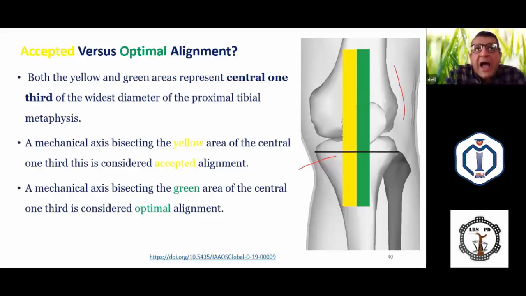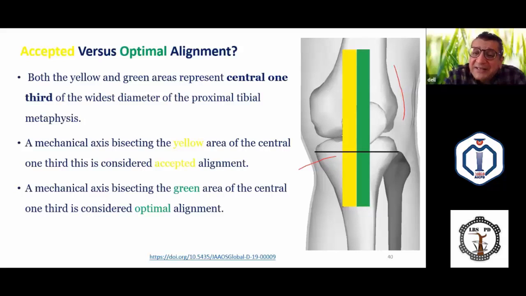As we said here, now forget about the colors of the previous slide so that we don't confuse you. This is the central 1/3. Our target is to get the mechanical axis into the central 1/3. This is success, one of the measures of success. But we have further subcategorized it. The yellow represents the medial half of the central 1/3, which is our aim. And the green represents the lateral half of the central 1/3, and it is still our aim and our target.